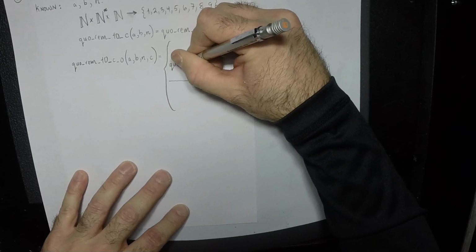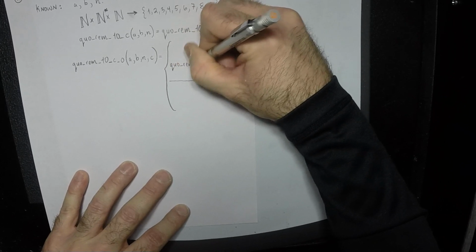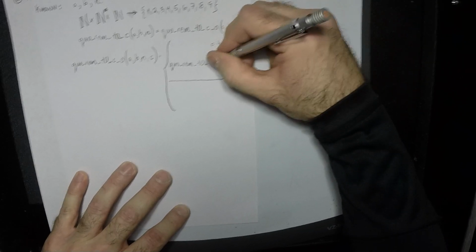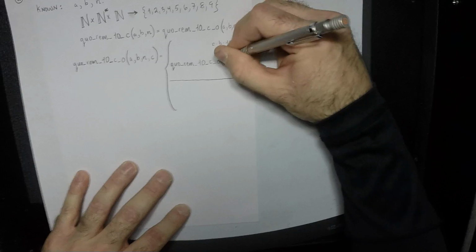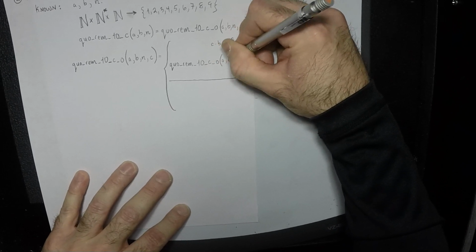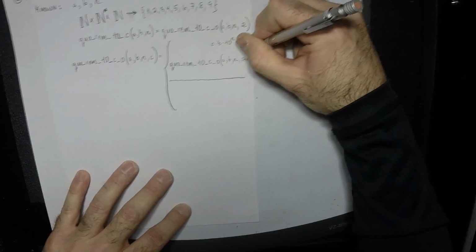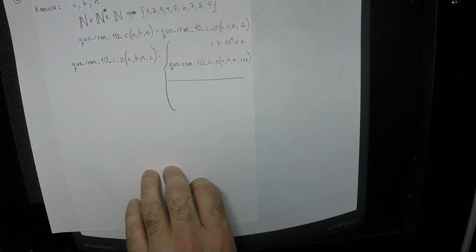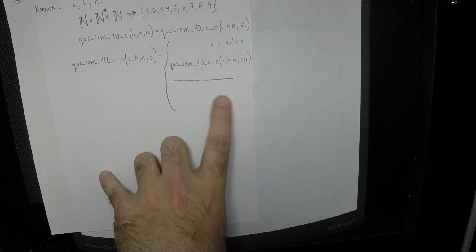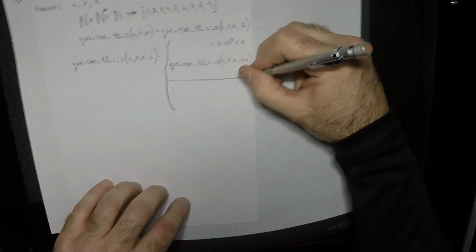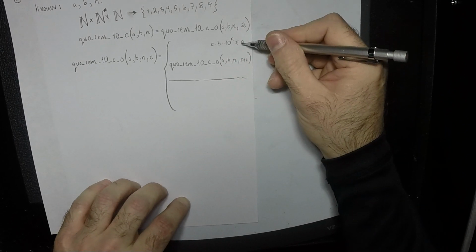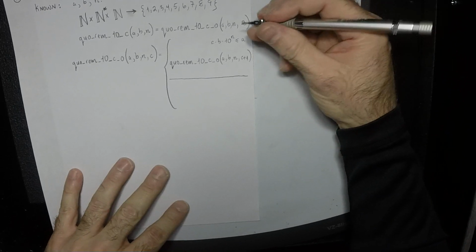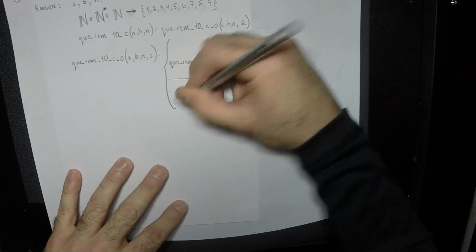So we need to call quo rem 10 c 0 of a, b, n, and c plus 1. So that means that we need to try some more. Here, the alternative to this being true means that no, there is no more work to do. So what's the answer? C minus 1.